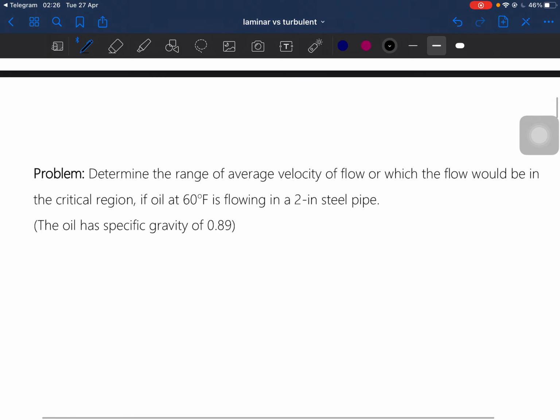Determine the range of the average velocity of flow for which the flow could be in the critical region if oil at 60 Fahrenheit. So now they start using the US things like Fahrenheit, inches and stuff. So in this case, they gave us a steel pipe. So steel is also a good thing.